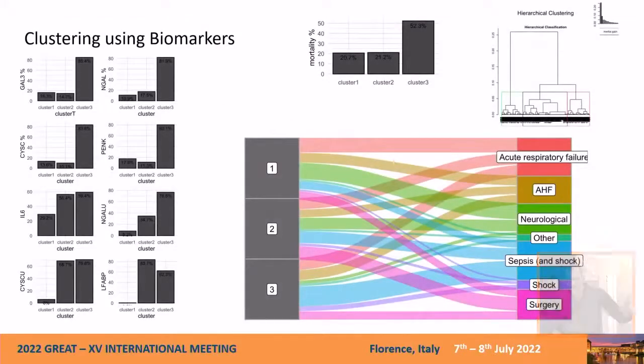Now we ask ourselves, what if we clustered patients using these biomarkers? And it's only the beginning of this study. We found 3 different clusters using principal component analysis with a hierarchical clustering. The first cluster was non-severe patients, with no positive biomarker. Cluster 2, patients with urinary positive biomarkers, and they also are non-severe.